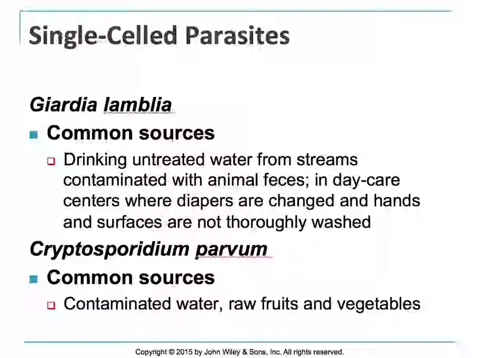Single-celled parasites include Giardia lamblia. Common sources of Giardia include drinking untreated water from streams contaminated with animal feces, and daycare centers where diapers are changed and hands and surfaces are not thoroughly washed. Also, Cryptosporidium parvum. Sources of Cryptosporidium include contaminated water and raw fruits and vegetables.